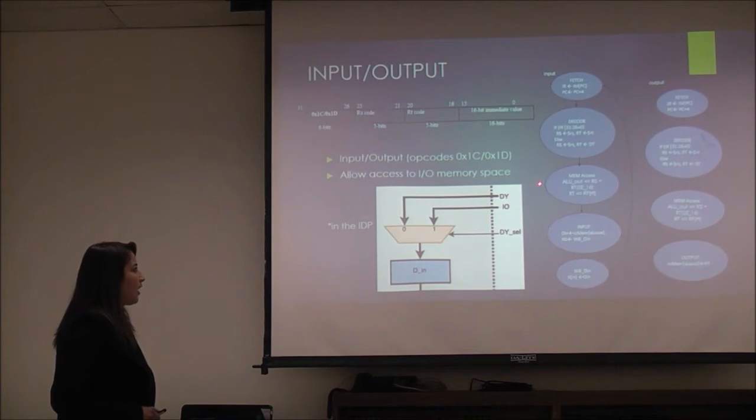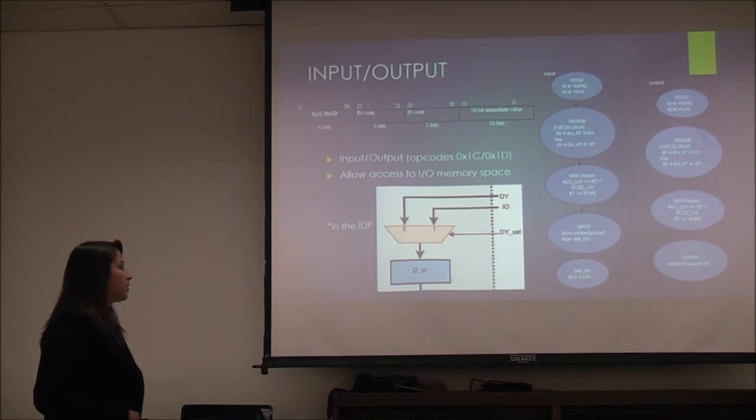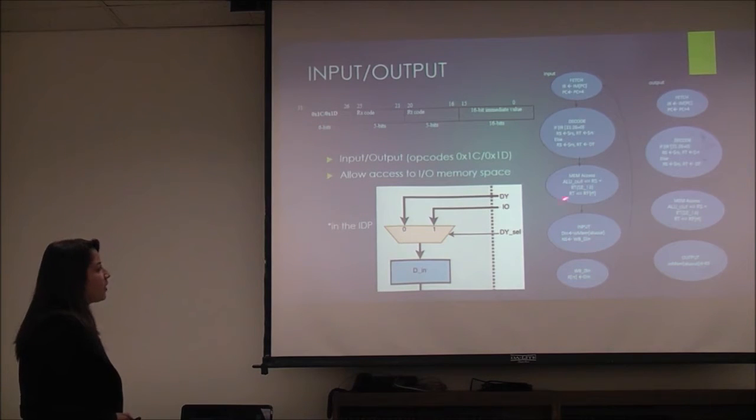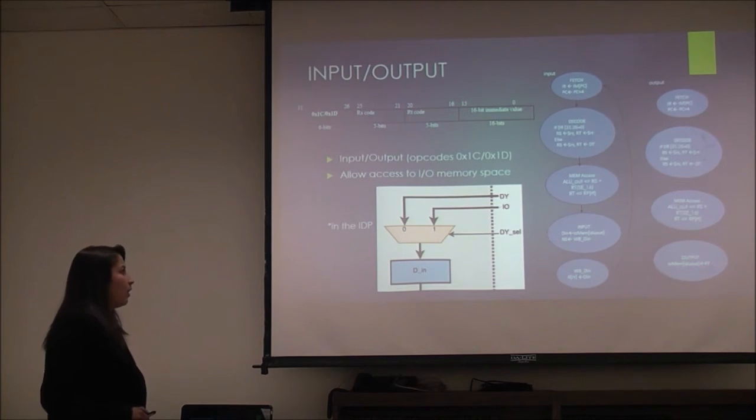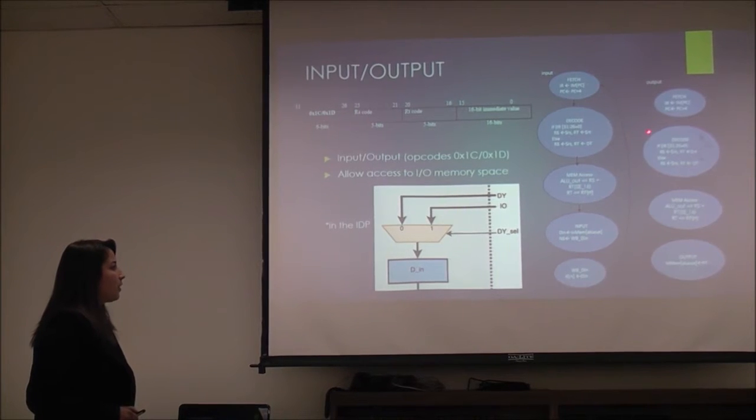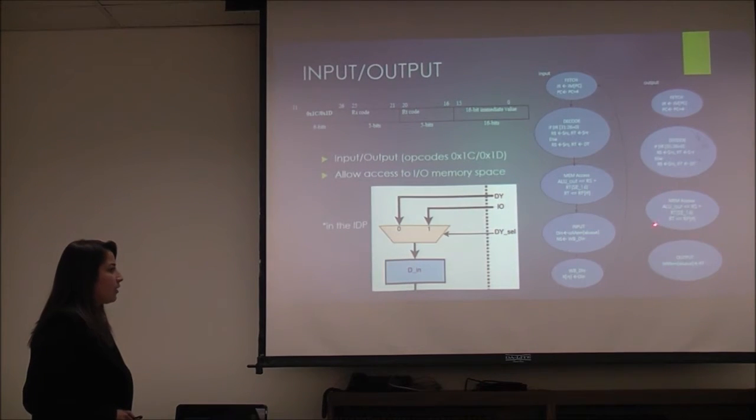Here in the state machine, after staging the operands, we calculate the effective address, output it to DIN, and then write it back into the register file. For the output, after staging the operands, we calculate the effective address and store it into the I/O memory.